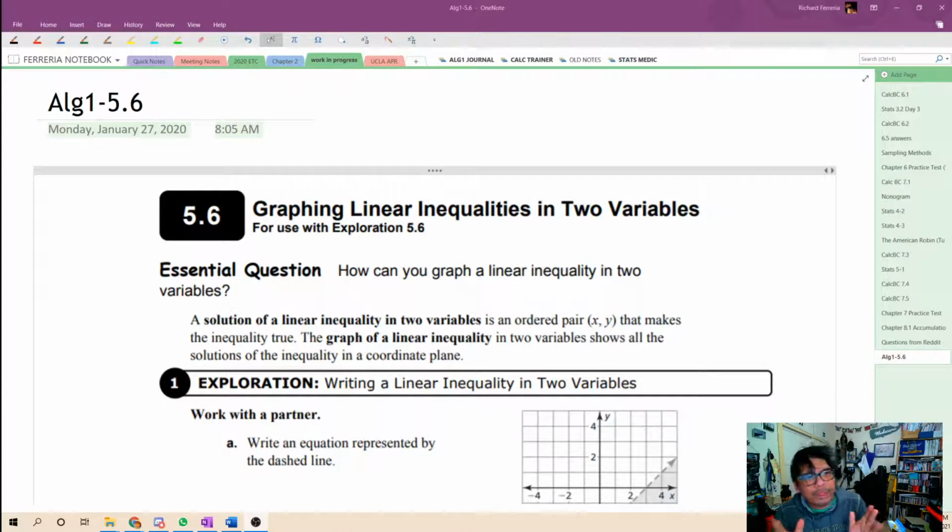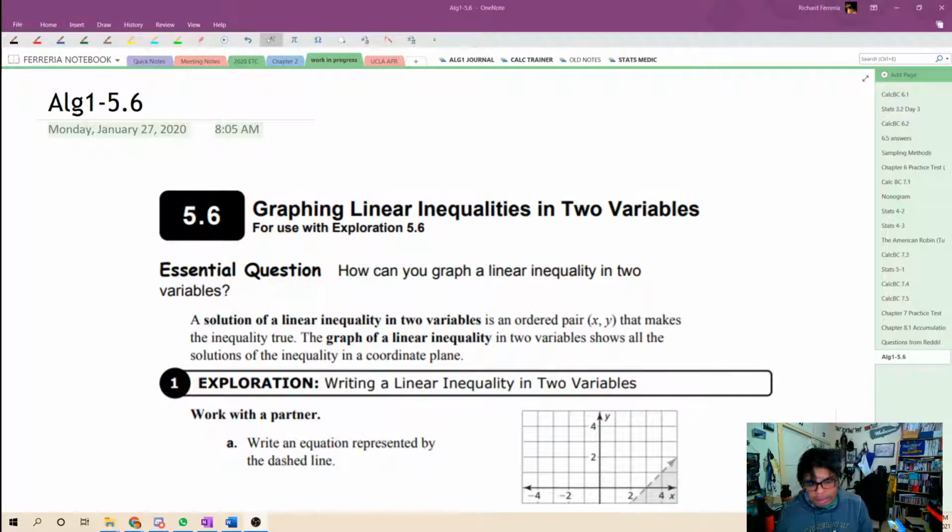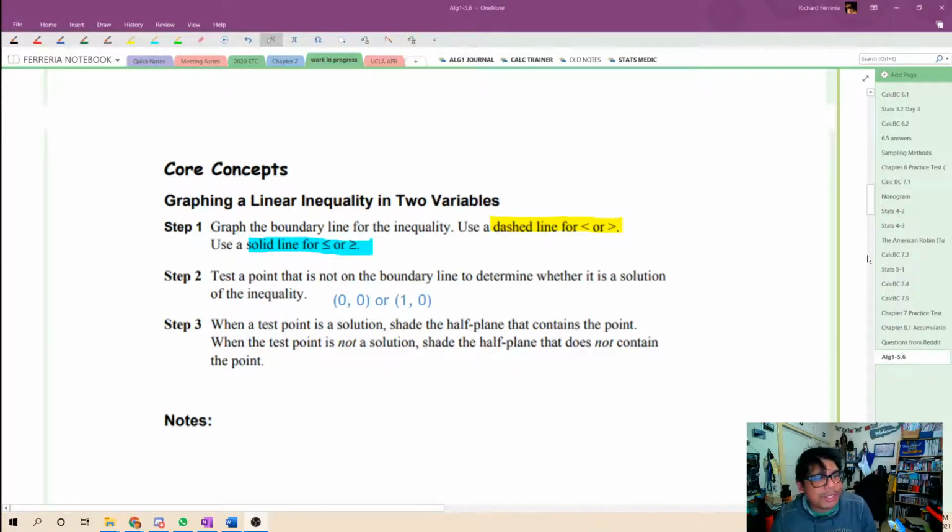Are you ready for more algebra? Today we're going to be checking out section 5.6, graphing linear inequalities in two variables. And this section basically breaks down into three core concepts.